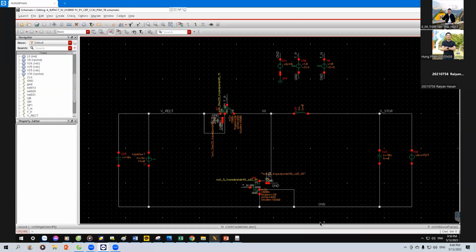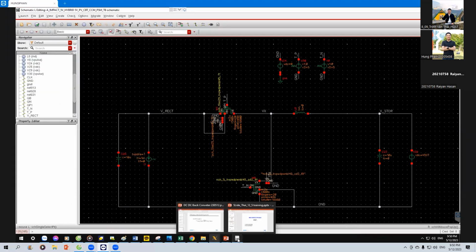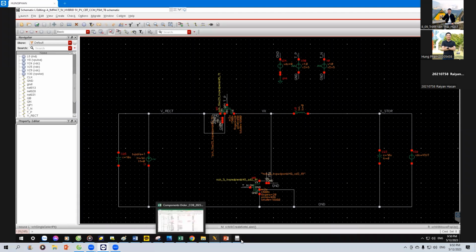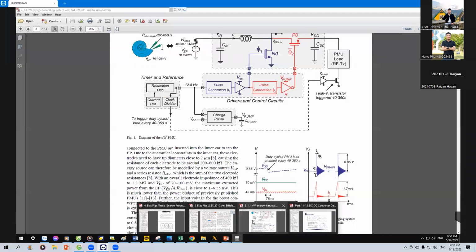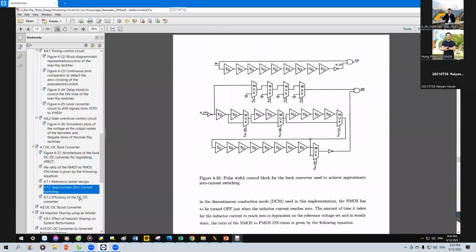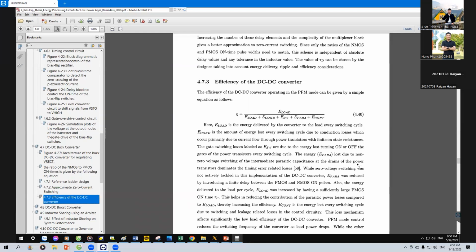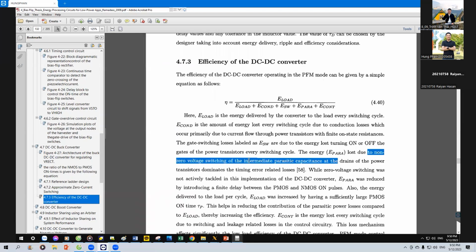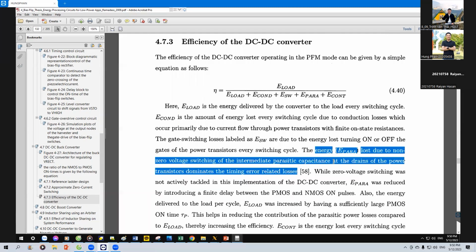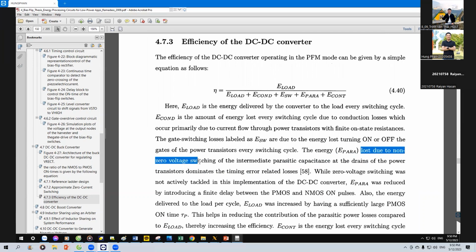What is E para? It is parasitic. Oh, parasitic resistance. Okay. It is energy loss due to non-zero voltage swing at the rate.